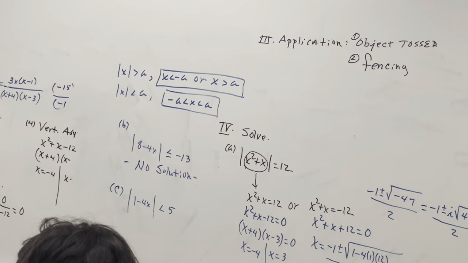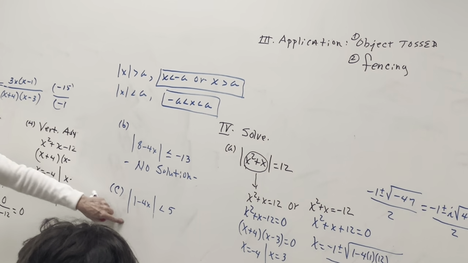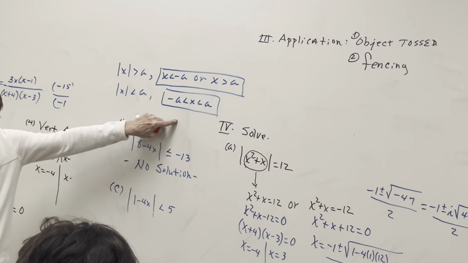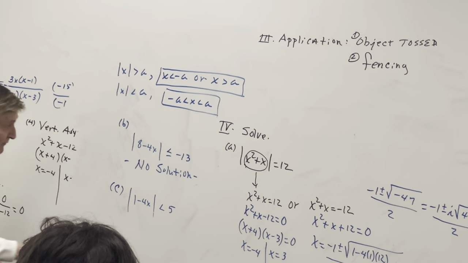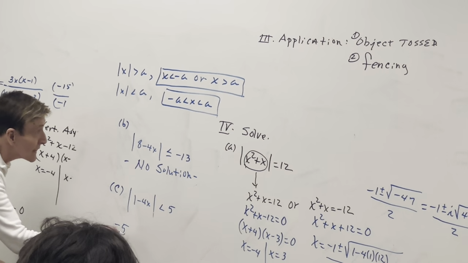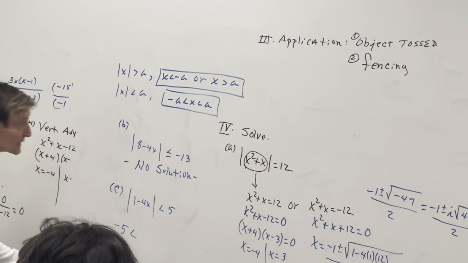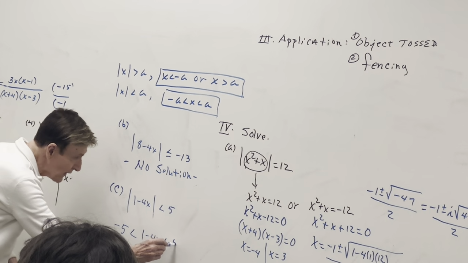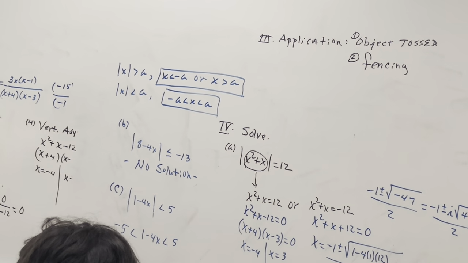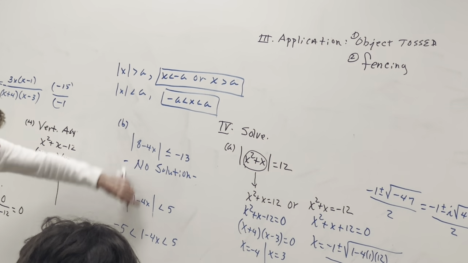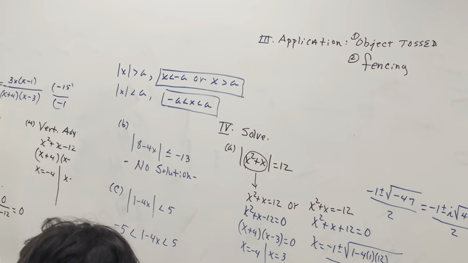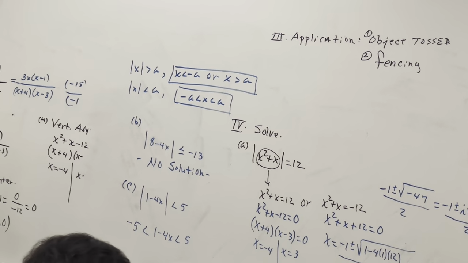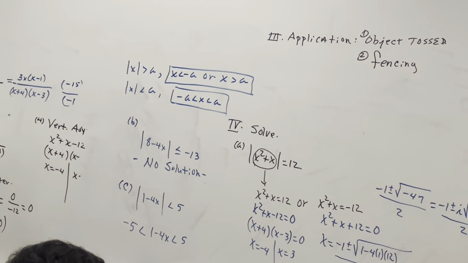So guys, I'm gonna apply this to mine. Here's what I need to do. Now be careful. It says negative a, that's -5 in my case, is less than the inside part, 1 subtract 4x, less than 5. Do we agree? Yes. Is that what it means? And then you solve it. You first had to write it out by definition.